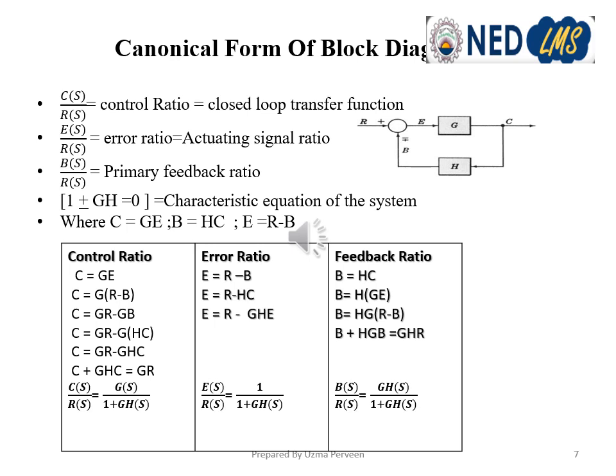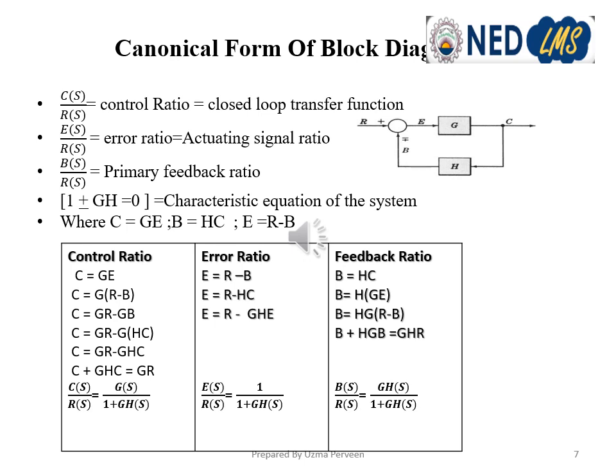This is coming in cascade, so we are multiplying G into E, and the value of E is the difference between R and B. So we are just putting the value of E, giving GR minus GB, and we have solved it by putting the value of feedback signal B, which is equal to H into C, coming in series from the output side, and we have obtained the relationship G upon 1 plus GH, that is equal to C upon R, the control ratio.